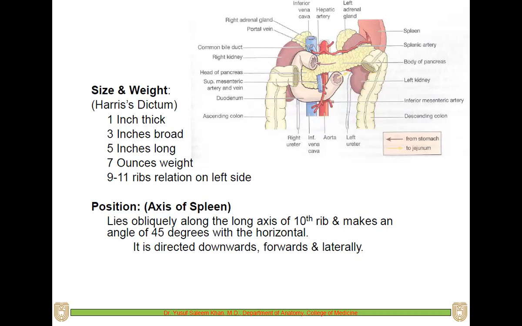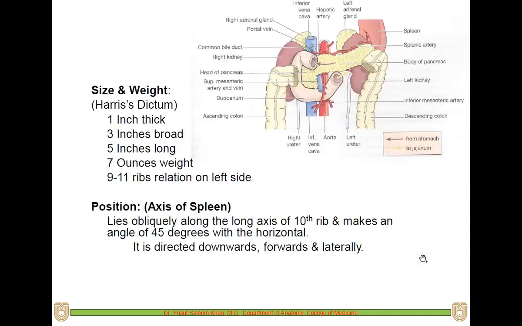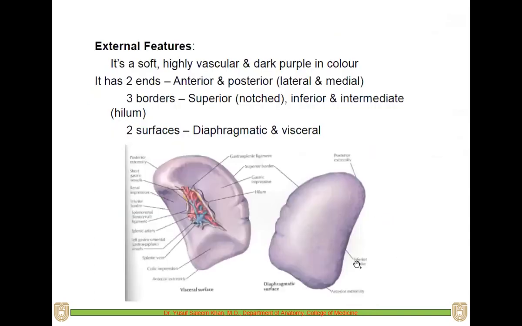So even this spleen, because it is in the same direction as that of the ribs, will also be at a 45 degree angulation compared to the horizontal. So it is directed downwards, forwards and laterally. If you see here, this is how it is present. Here also in this picture, if you see, it is obliquely placed at an angle of 45 degree. So it is directed downwards, forwards as well as laterally.